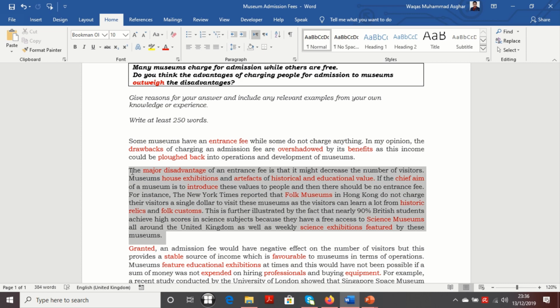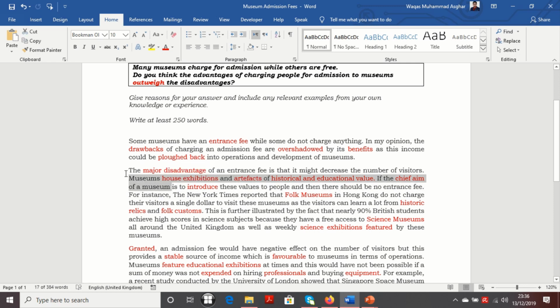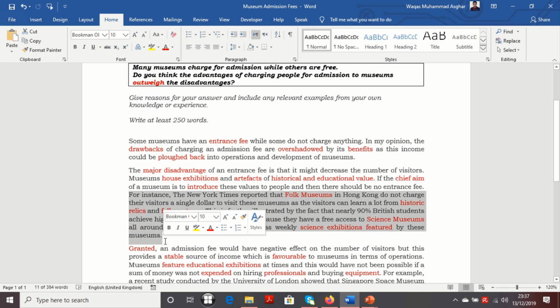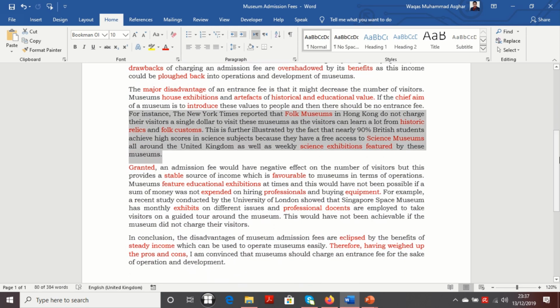So if I want to grade my first body paragraph, or if I'm presenting this body paragraph in front of a certified IELTS trainer, then he will give me 9 out of 9. Why? Because I fulfill all the requirements. I gave my answer first, then I gave reasons for my answer, and I also gave a relevant example. You can see here I gave 2 examples in order to increase the quality of my body paragraph.